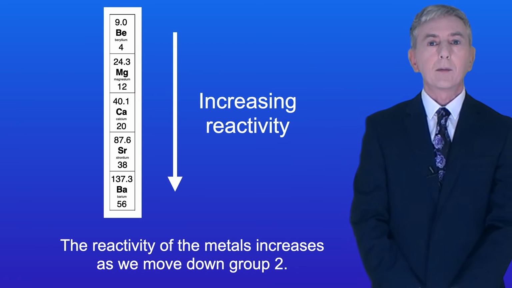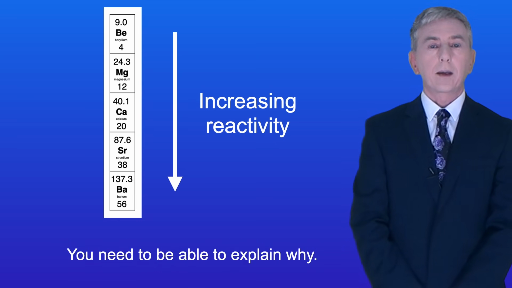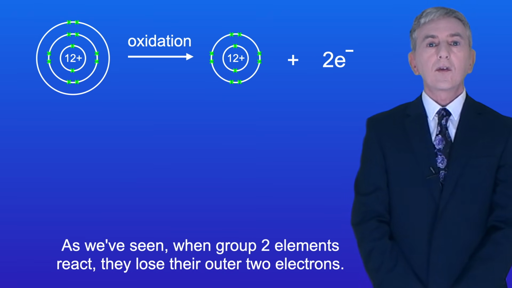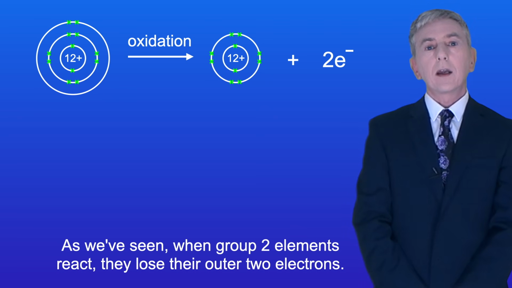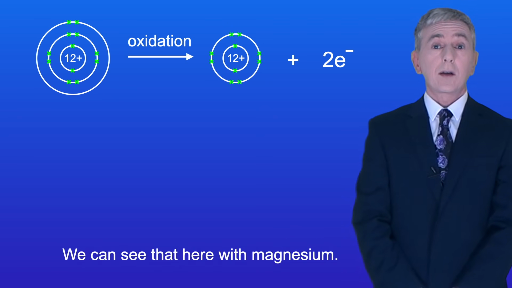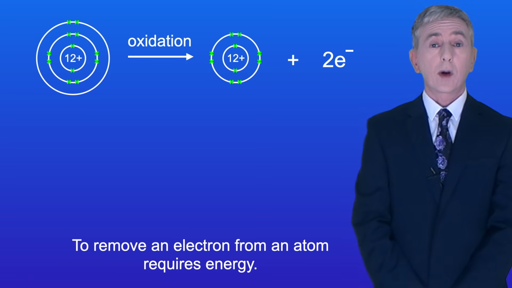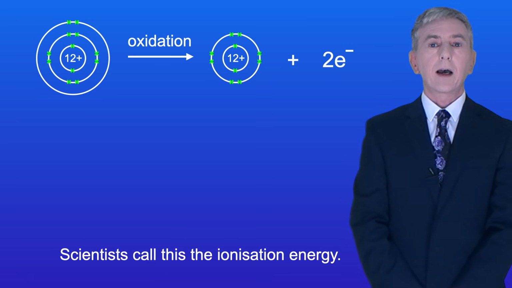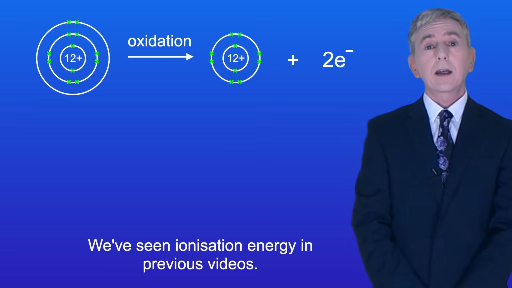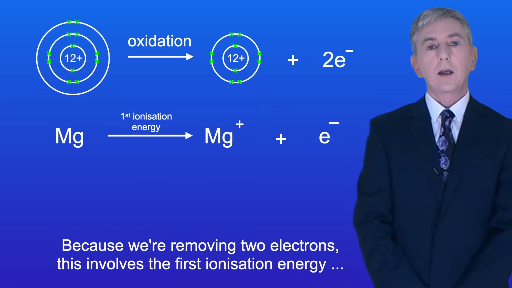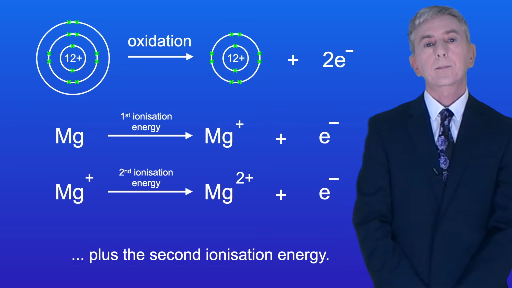Now the reactivity of the metals increases as we move down group 2, and you need to be able to explain why. I'm showing you here the electron shells of magnesium. As we've seen, when group 2 elements react, they lose their outer 2 electrons, and we can see that here with magnesium. Now to remove an electron from an atom requires energy, and scientists call this the ionisation energy, and we've seen ionisation energy in previous videos. Because we're removing 2 electrons, this involves the first ionisation energy, plus the second ionisation energy.